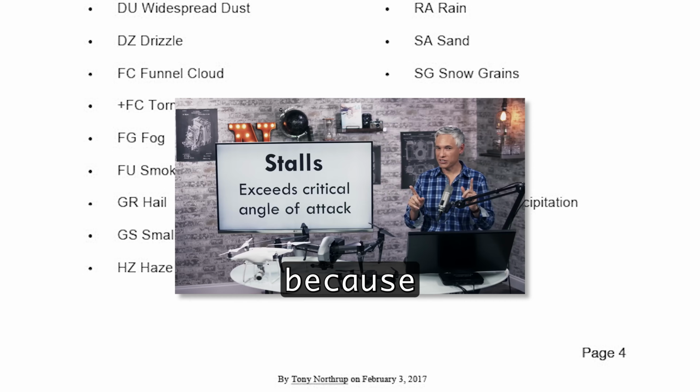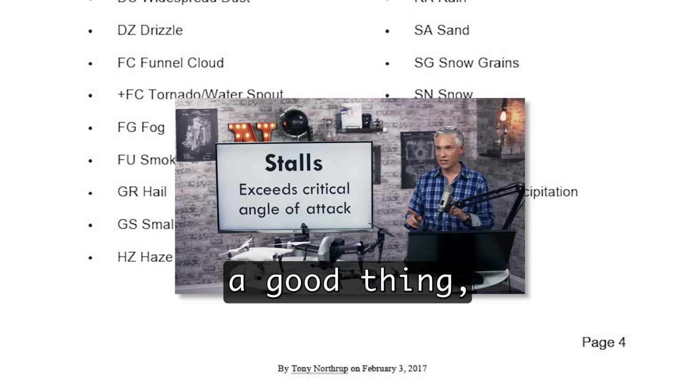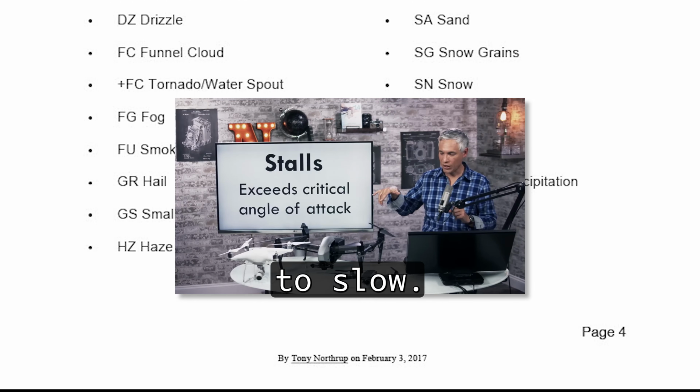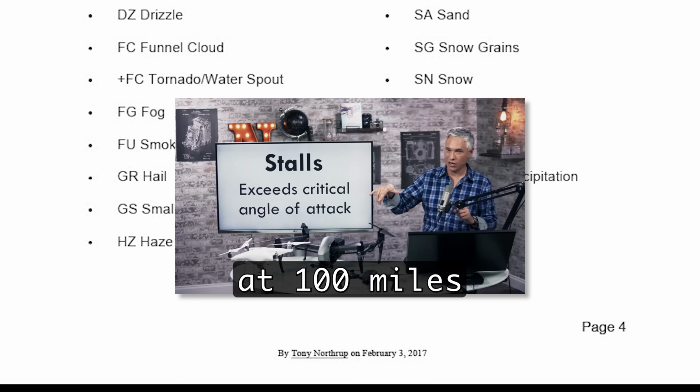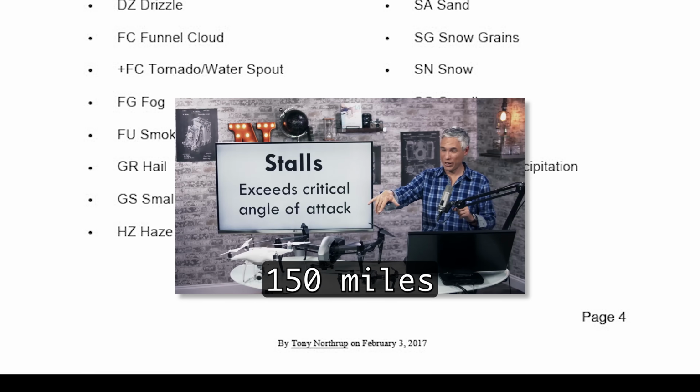I just wanted to point that out because it sounds a little counterintuitive. Like, it sounds like increasing your stall speed is a good thing, but that means that you stall when you're going too slow. So instead of having your stall speed at 100 miles an hour, if you increase your stall speed, it means you'll actually stall at 150 miles an hour.